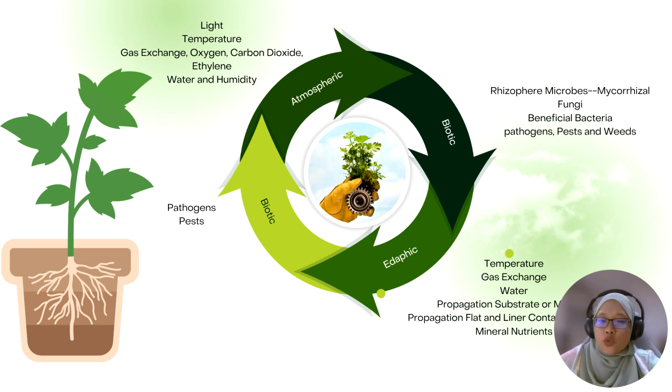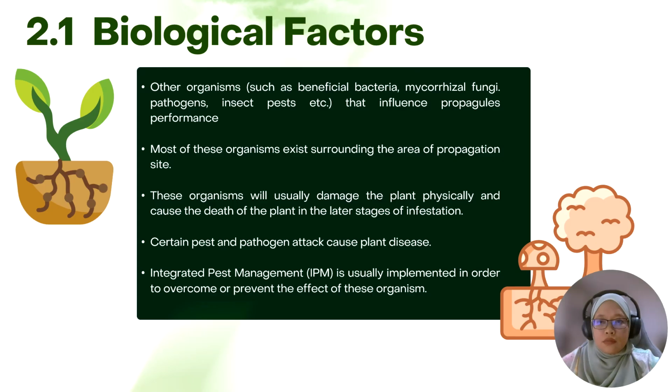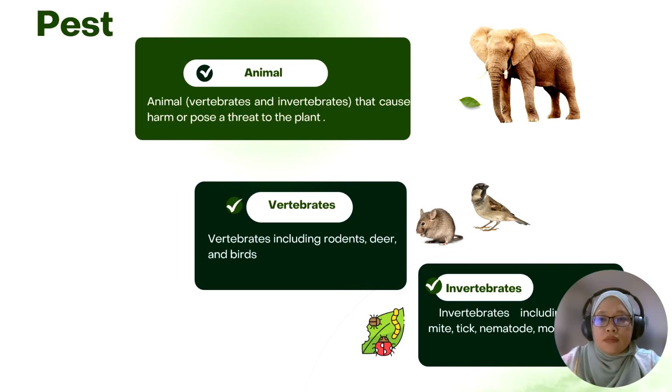You will notice three key environmental categories. First is atmospheric. That's referring to non-living factors such as light, temperature, gas exchange, as well as humidity. Second one is edaphic. That is related to the growing medium, including water, nutrient, and substrate condition. And the most relevant to our topic here is the biotic or biological factors. Biological factors refer to the living organism.